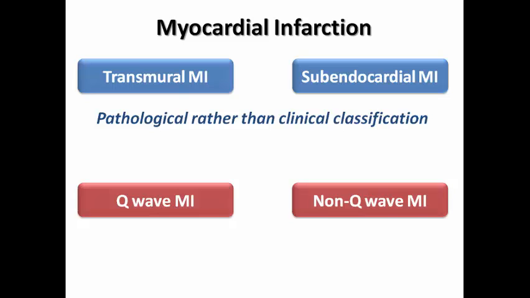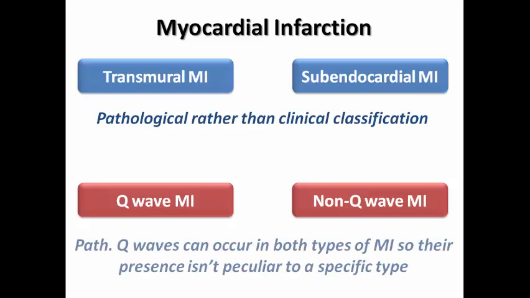And it was replaced by Q-wave myocardial infarction and non-Q-wave, depending on whether the patient who had myocardial infarction showed a pathological Q-wave. Q-wave MI is mostly ST elevation myocardial infarction, and non-Q-wave is a pattern that doesn't show pathological Q-wave, and this was mostly the non-STEMI. But of course, we all know that pathological Q can occur in both types of myocardial infarction, so its presence is not peculiar to this type.